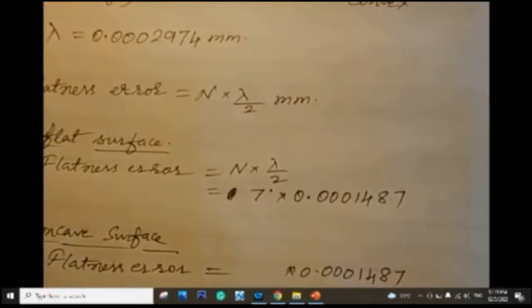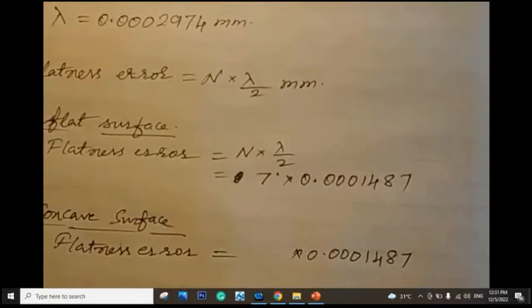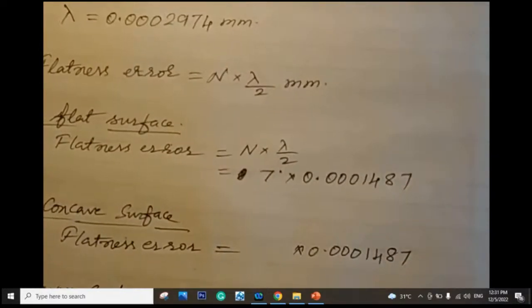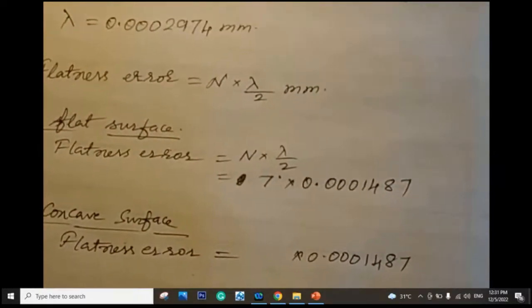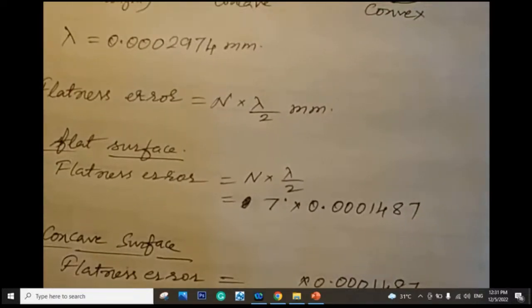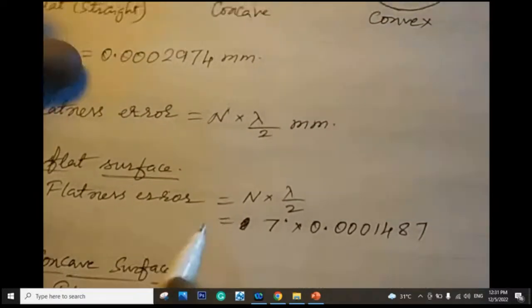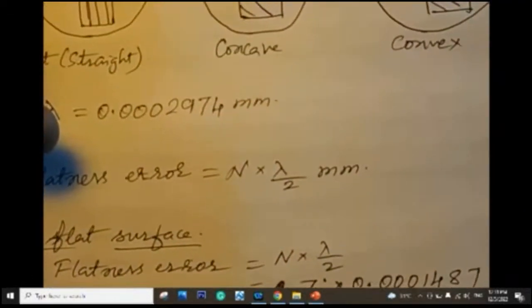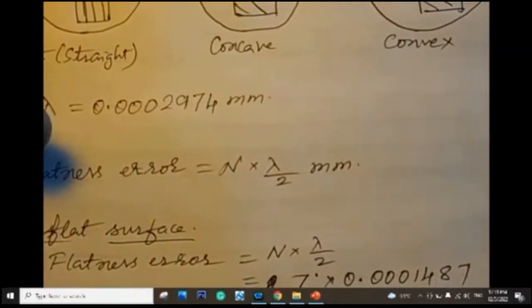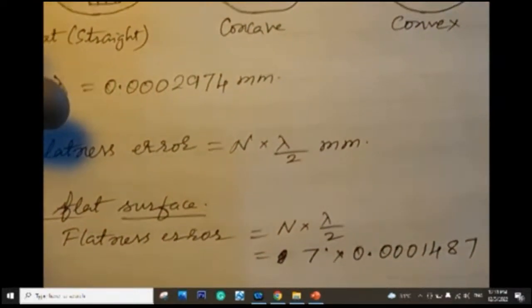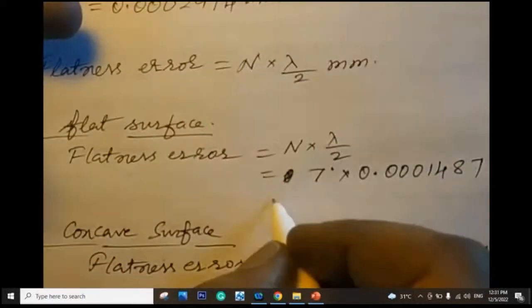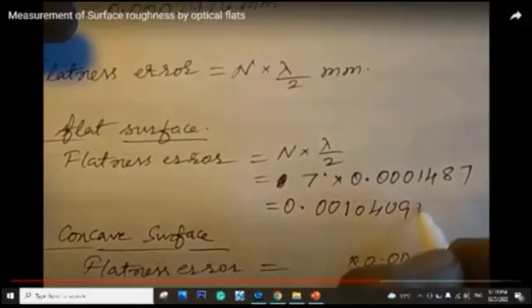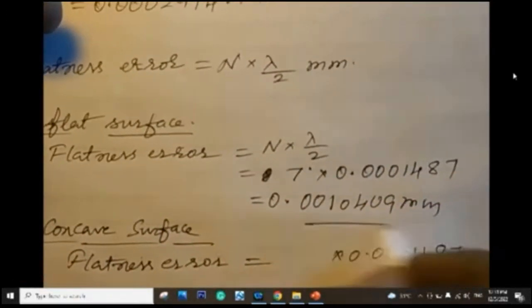Lambda by 2 is 0.0001487 mm. 0.0001487 into 7 is 0.0010409. So the flatness error is 0.0010409 mm, because lambda is given in mm.